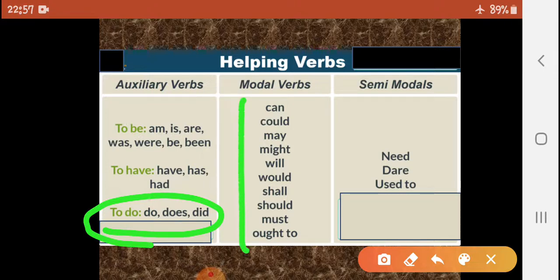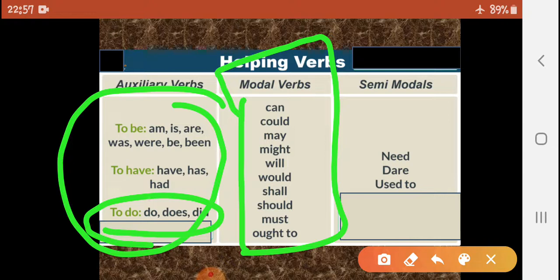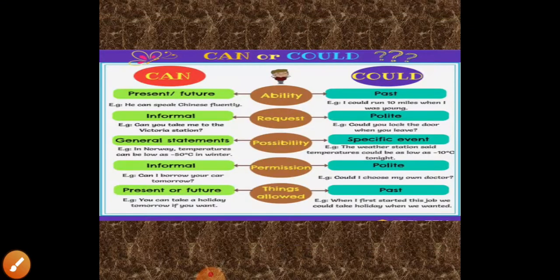The second kind of helping verbs are modals. What are they? Modals. Can, could, may, might, will, would, shall, should, must, ought to. That was our major topic just two days earlier. Modals are our what? Helping verbs. They are known as auxiliary verbs, they are known as modal verbs. We have some semi modals also, like need, dare, used to.